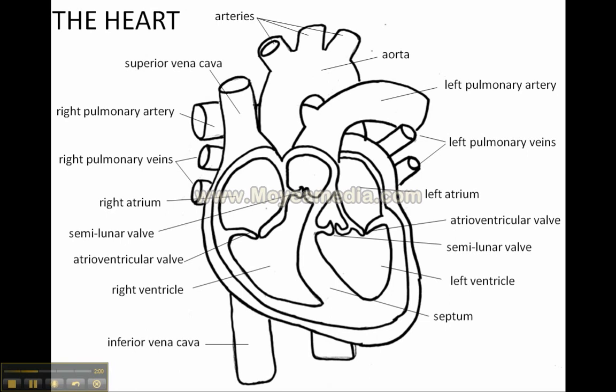The atrioventricular valves are supported by chordae tendineae, which prevent the valves from opening into the atria under the high pressure that is created when the ventricles contract.